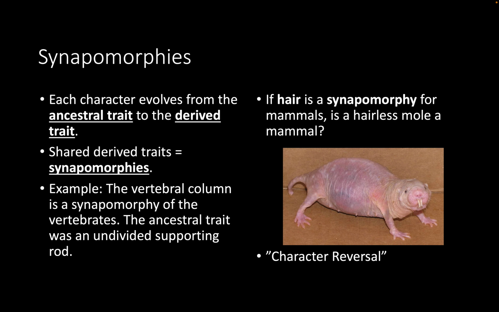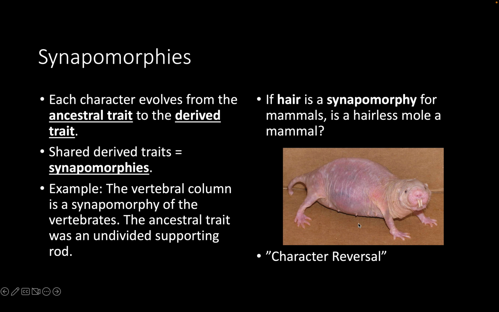So then we talked about synapomorphies and symplesiomorphies. A synapomorphy is a characteristic that has been derived from some ancestral characteristic that everybody shares. For example, in vertebrates, that vertebral column, the bony backbone that we have, is a synapomorphy. The ancestral trait was an undivided neurocord or supporting rod.